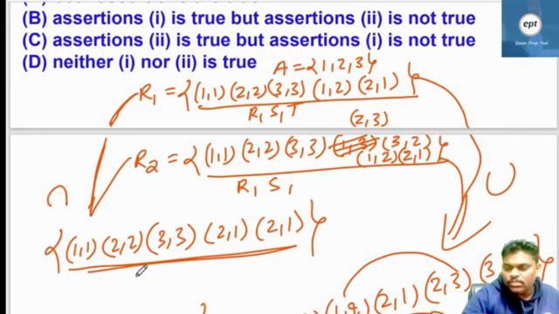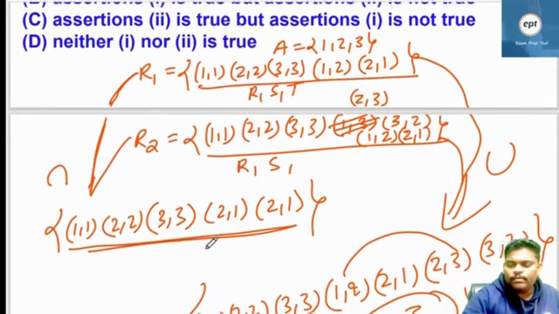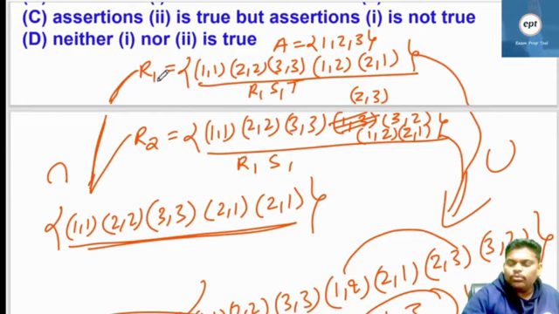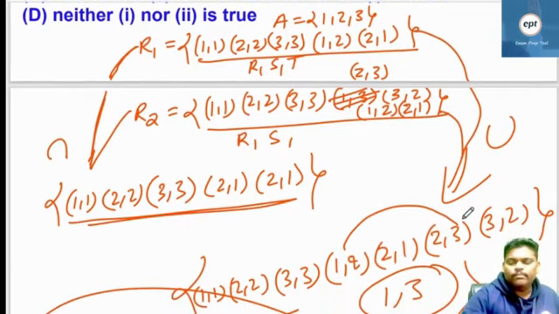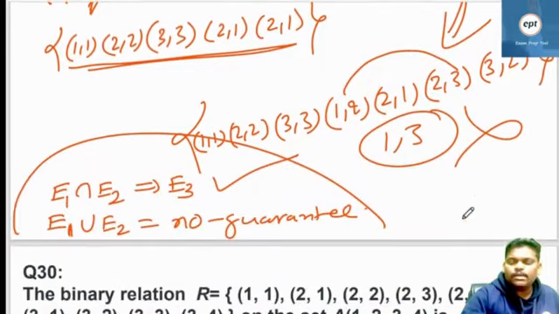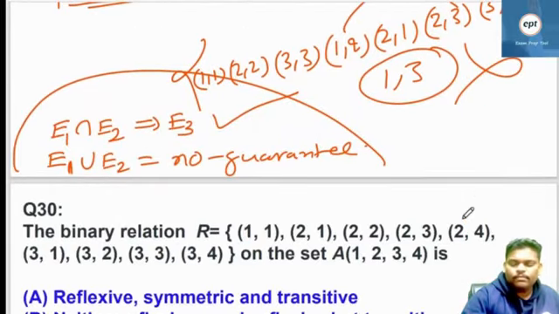Union of two equivalence relations has no guarantee. One example I also gave, you take care. R1, R2. Please do it properly. Take one R1, it need not be this one. You take anything, but it should be an equivalence relation. Take R2, it should be an equivalence relation. Then do intersection, always you will get an equivalence relation. Union sometimes passes, sometimes fails. So no guarantee.